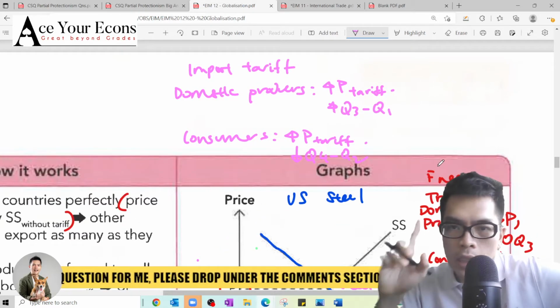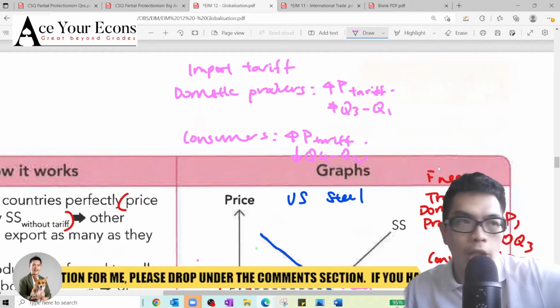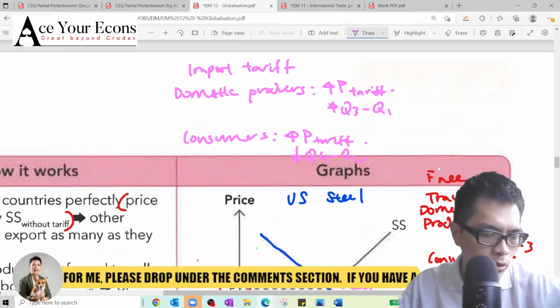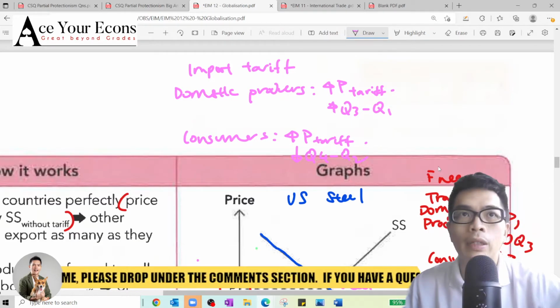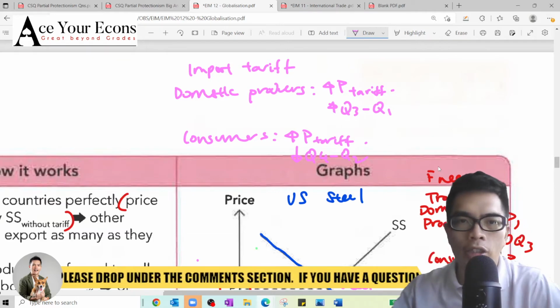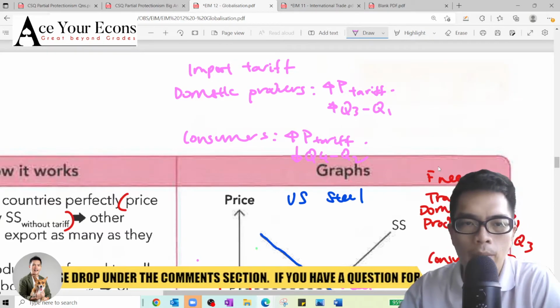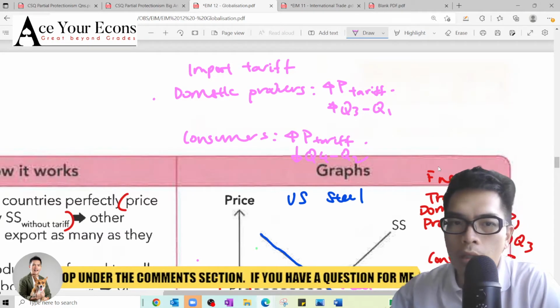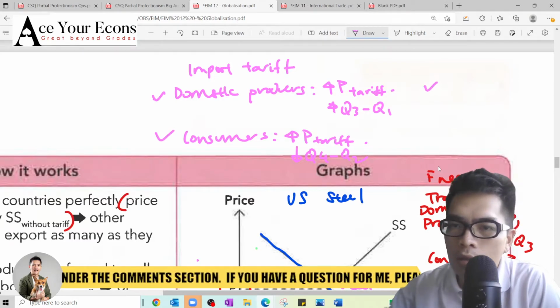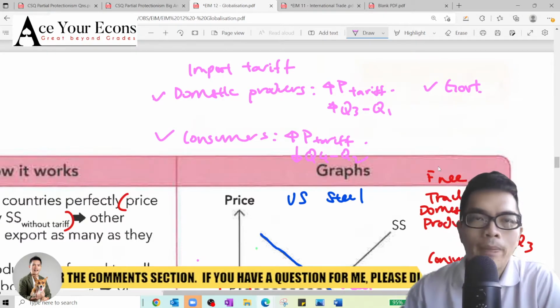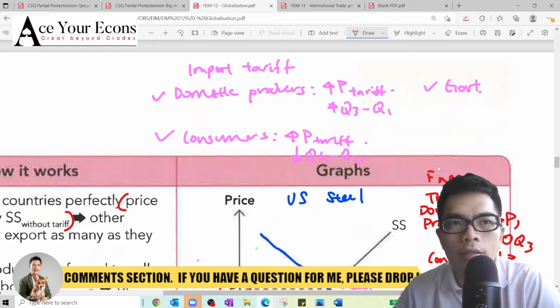And then there's one more economic agent involved. I'm not sure whether you know who that is. Anyone wants to make a guess? Which is the last economic agent involved when there's an import tariff imposed? Good, we have government. The government is going to be better off or worse off? Make a guess.